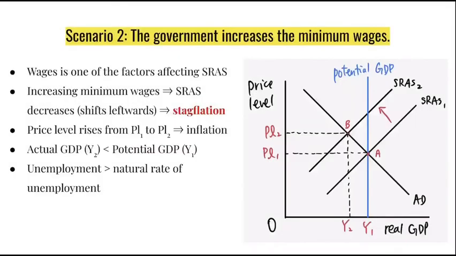Scenario 2, the government increases the minimum wage. As we know, wages are one of the factors affecting SRAS. Therefore, increasing the minimum wage will lead the SRAS to decrease and shift leftwards from SRAS1 to SRAS2, leading to stagflation. And the price level rises from PL1 to PL2, and inflation results. Actual GDP Y2 is lower than the potential GDP Y1, and the unemployment rate is bigger than the natural rate of unemployment.